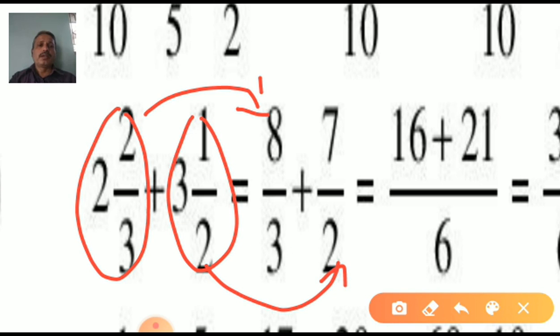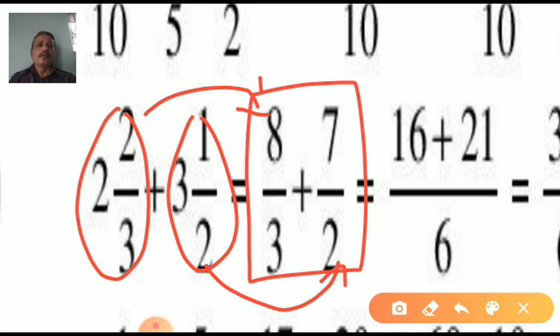Shall we move on to this one? Yes. Now we have this step. This is the 3 and this is the 2. Take the LCM, or you can do cross multiply.